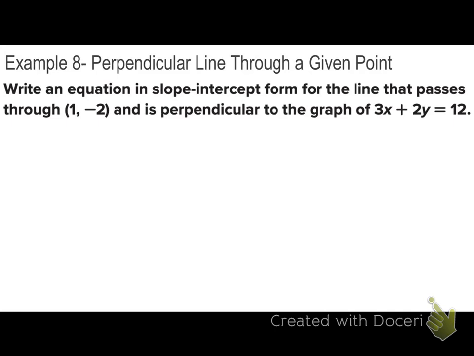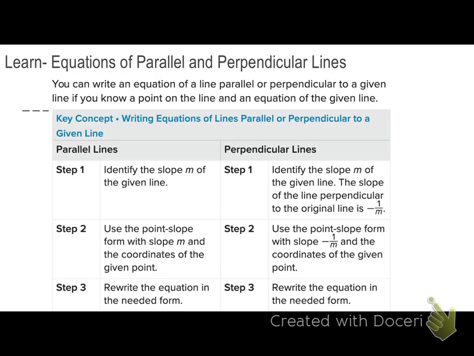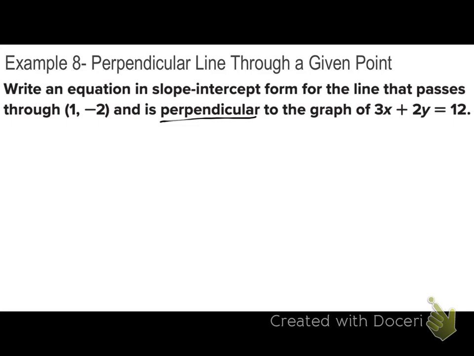Write an equation in slope-intercept form for the line that passes through (1, -2) and is perpendicular to the graph of 3x plus 2y equals 12. Are we dealing with perpendicular or parallel lines? Perpendicular. It tells me right there in the problem, correct? So, based on that chart we copied down on Friday, I'm using these steps on the right side for perpendicular lines. We first want to identify the slope of the line that is given to us.